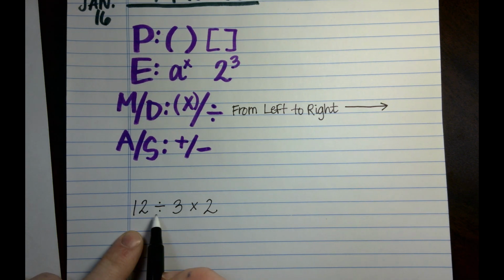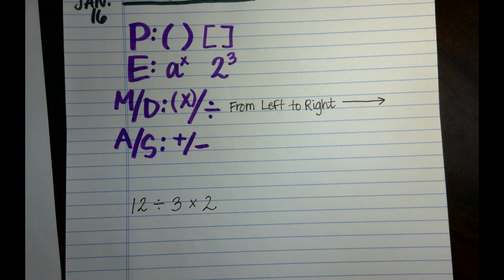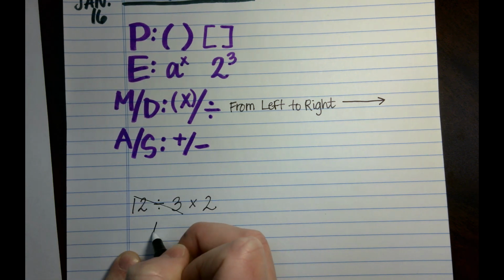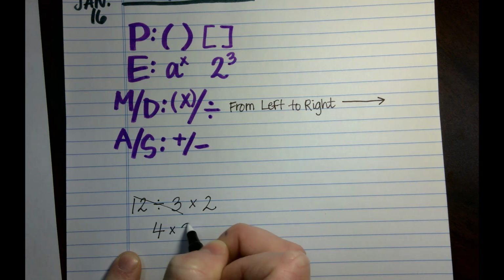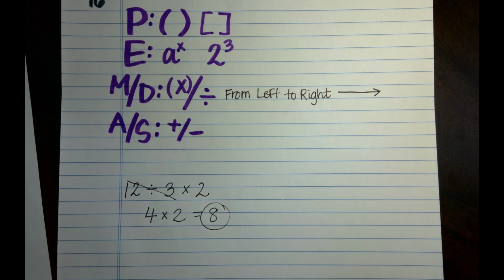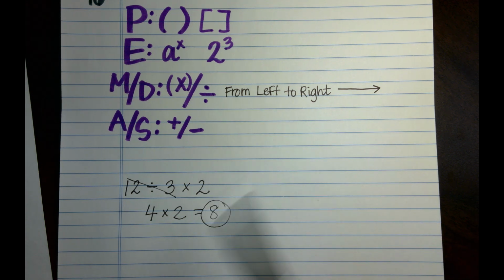I would do 12 divided by 3 first, which is what? 12 divided by 3 is 4. Then I have times 2, which is 8. Good. Very good. So, from left to right. It doesn't mean we do all the multiplying first and then the dividing. We just go from left to right.